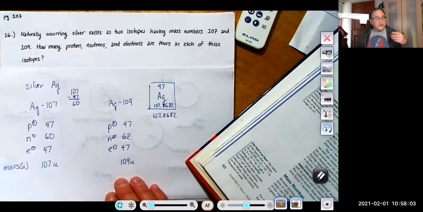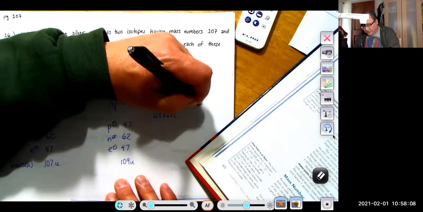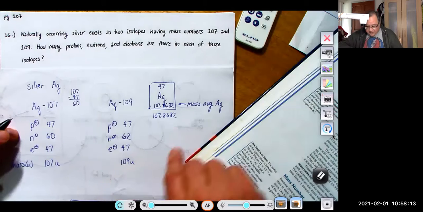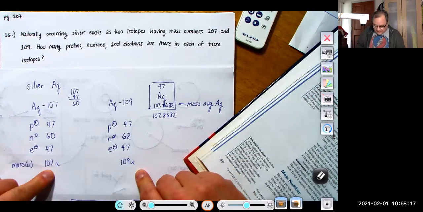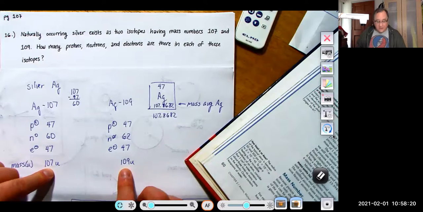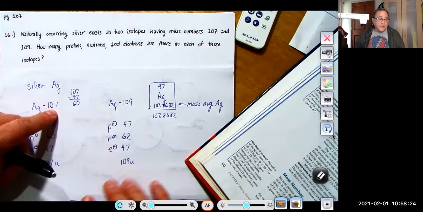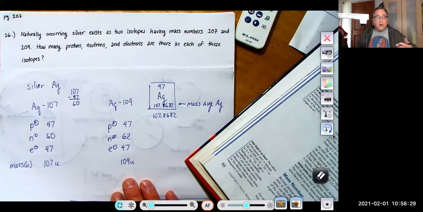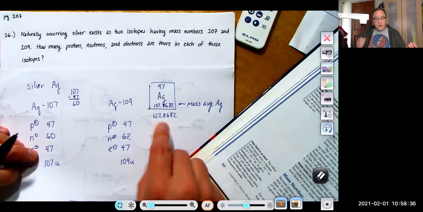Now we're going to do an additional thing. This is the mass of your average silver atom in amu, 107.8682. Now, if we know this one weighs 107 and this one weighs 109, if there were an equal number of silver 109s to silver 107s, what would the mass be? The answer is the average of those two, 108. But the average mass is actually less than 108. It's 107.86. Why is that?